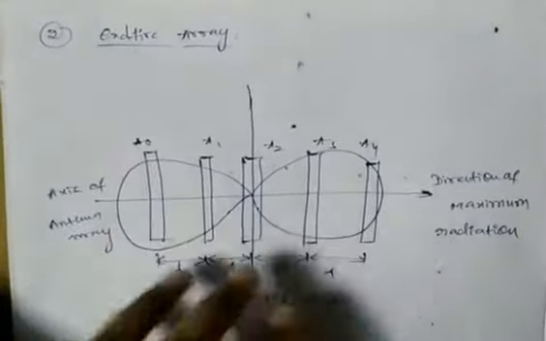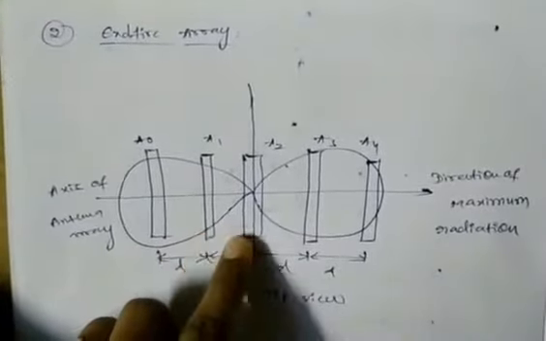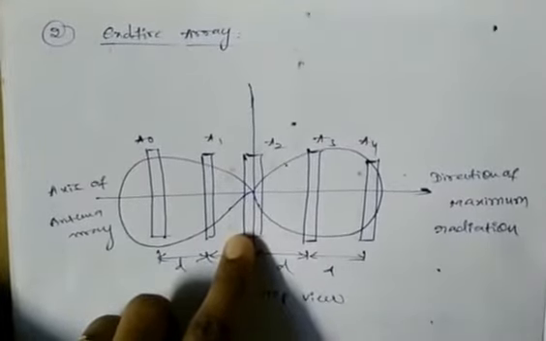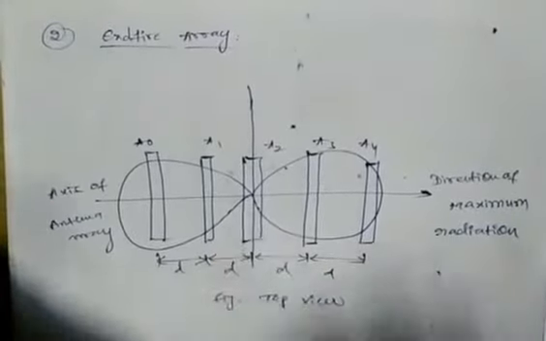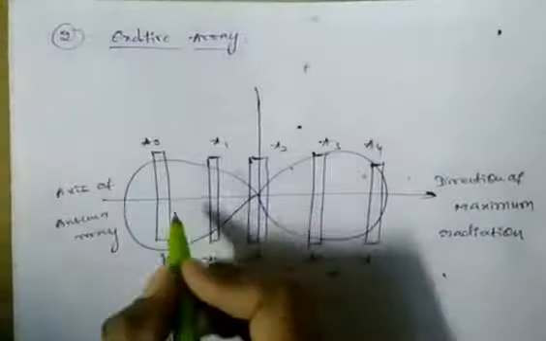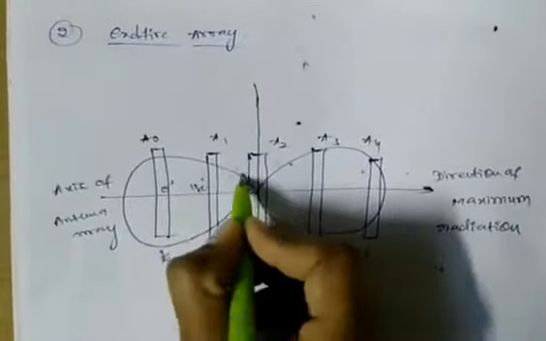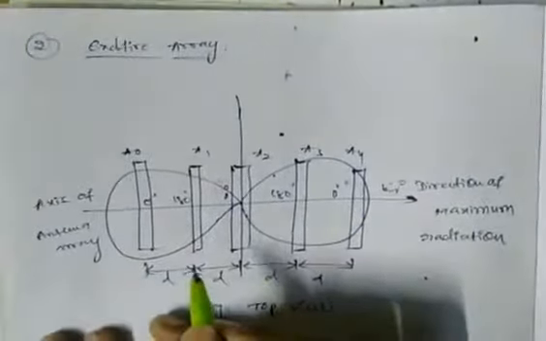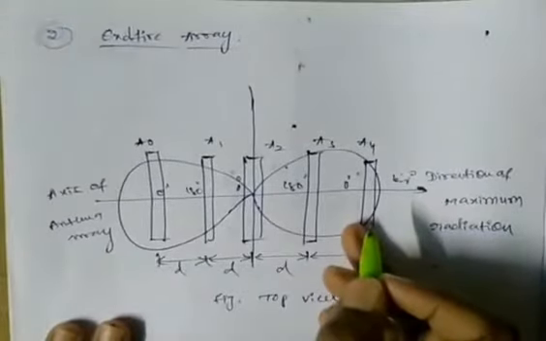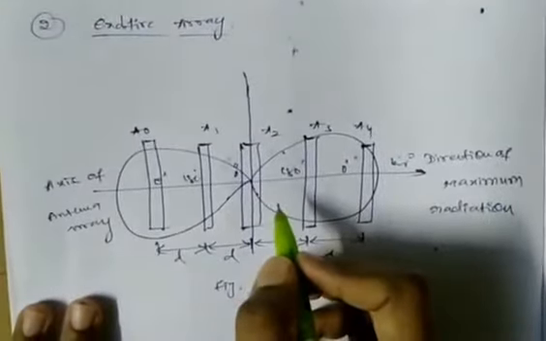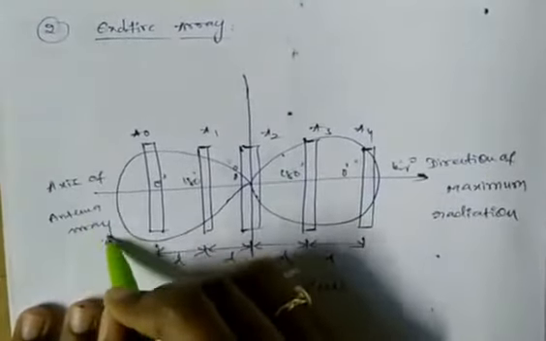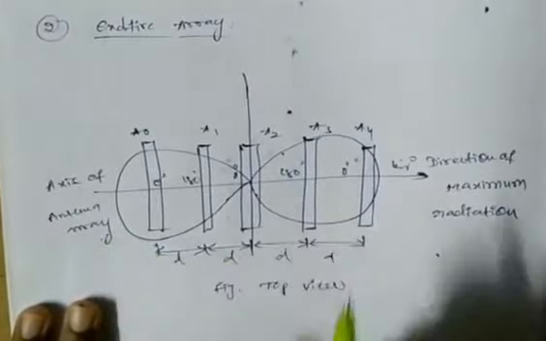Why? Because in this end fire array, all the antennas are fed with equal magnitude but progressive uniform phase shift. Progressive phase shift means the phase shift changes 0 degrees, 180 degrees, 0 degrees, 180 degrees, like this. The phase shift must be varying here. So due to that, we obtain the maximum radiation in the axis of the antenna array direction only. So this is the end fire array.